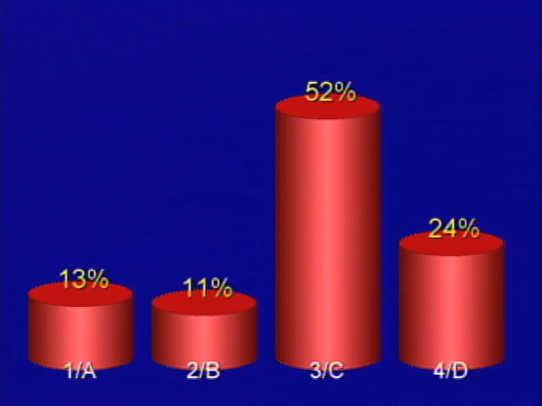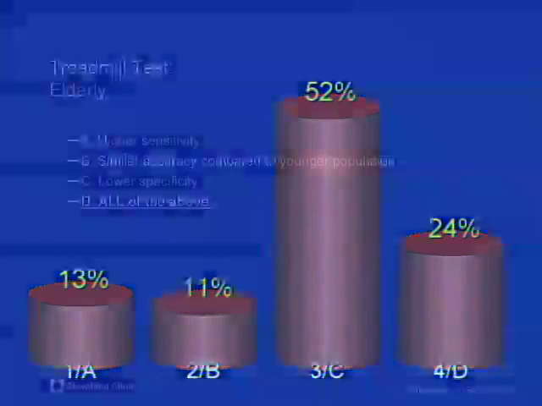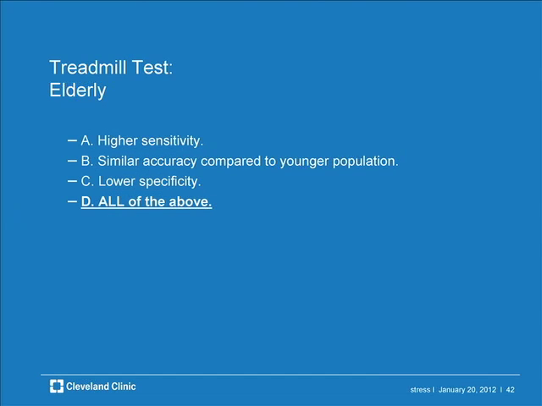So all over the place, which is again very good for me because I feel like I'm teaching you something. So you have here, most of you picked lower specificity, and that's probably because of the LVH. The answer for this is all of the above, and let's go with these one by one.